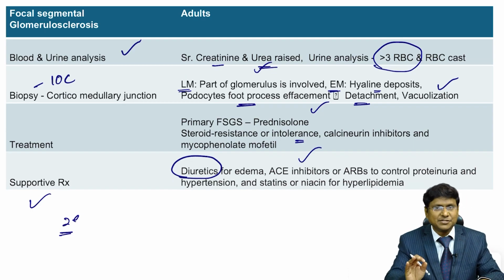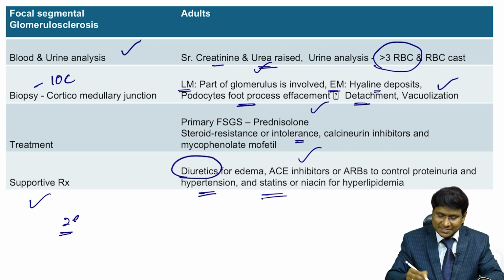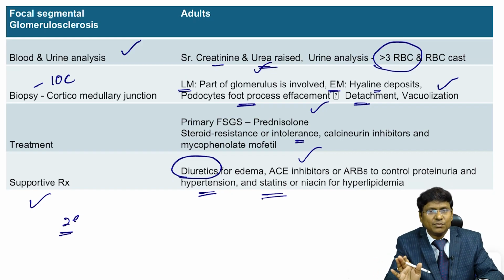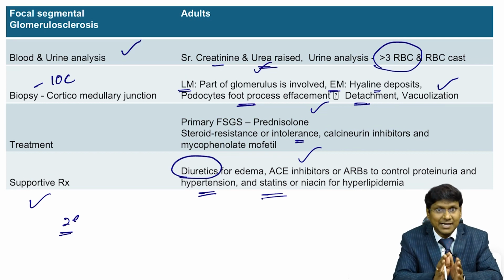ACE inhibitors are very useful to control the proteinuria by decreasing the intraglomerular pressure, and these ACE inhibitors cause efferent arteriolar dilatation. For hypertension you need to give labetalol. Statins have to be given to those individuals who have dyslipidemia. So this is about focal segmental glomerulosclerosis, which is the most common cause of nephrotic syndrome in adults.